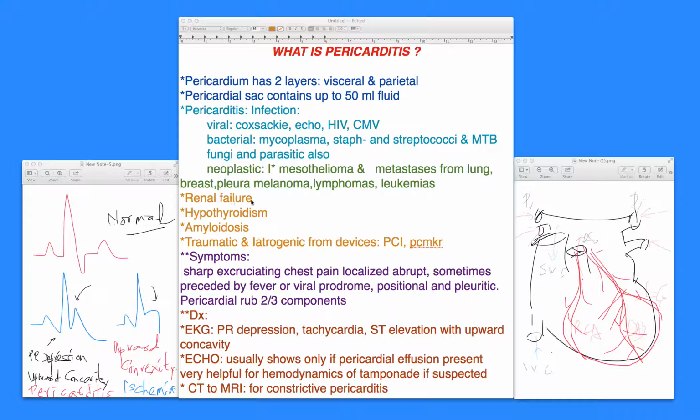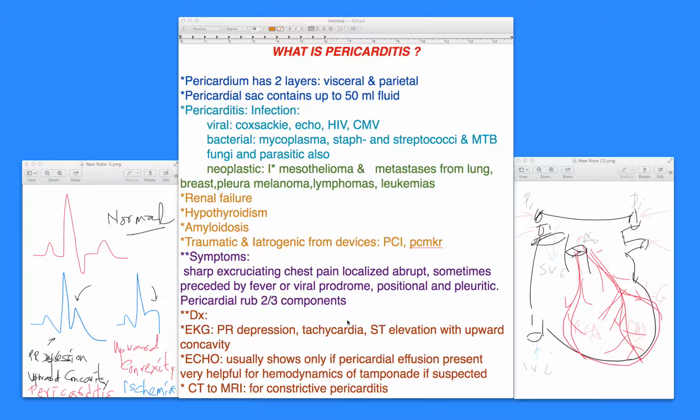Renal failure is a common cause of pericarditis, especially in patients who are on dialysis. Hypothyroidism also tends to accumulate a lot of fluid around the heart, and it's more of a pericardial effusion than pericarditis. Amyloidosis can cause effusion and pericarditis. And then there are traumatic and iatrogenic causes as well. Penetrating injuries and blunt injuries can result in pericarditis, and so can a PCI or a procedure that was done, or a pacemaker that has been placed.